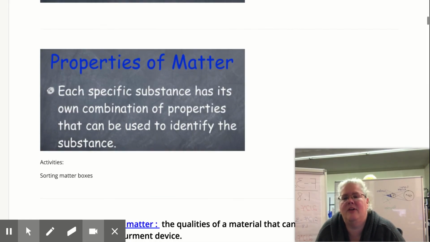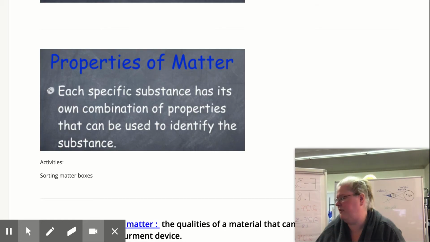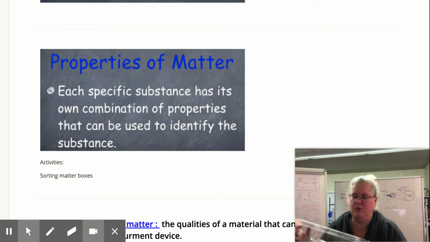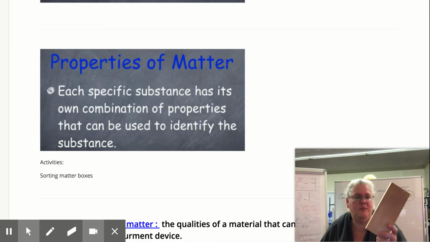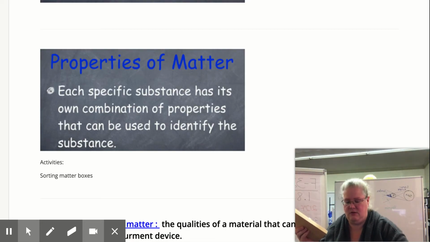So, properties of matter. Each specific substance has its own set of properties and combination of properties that can be used to identify it. In class, we would take this box and I'd hand it out, and as a group, we would go through and sort it. I'd say, okay, sort everything in here. And you know what everyone always forgets to sort is the plastic box. It's plastic. So how would you define plastic compared to a piece of wood, or this block, or this eraser?